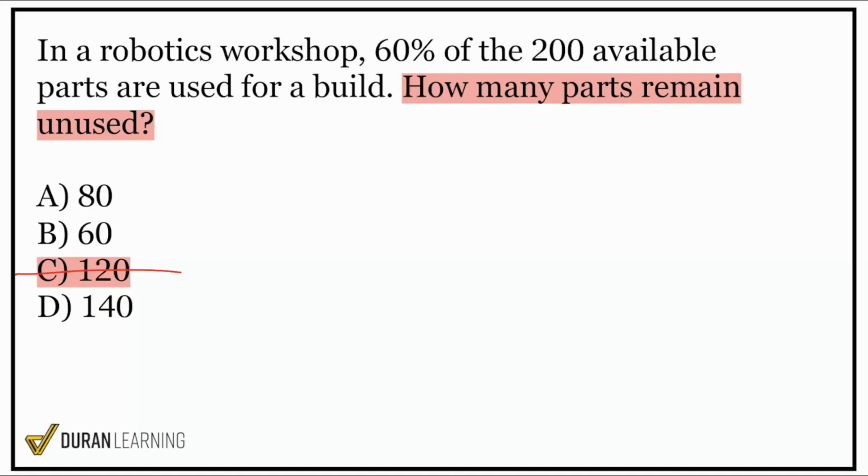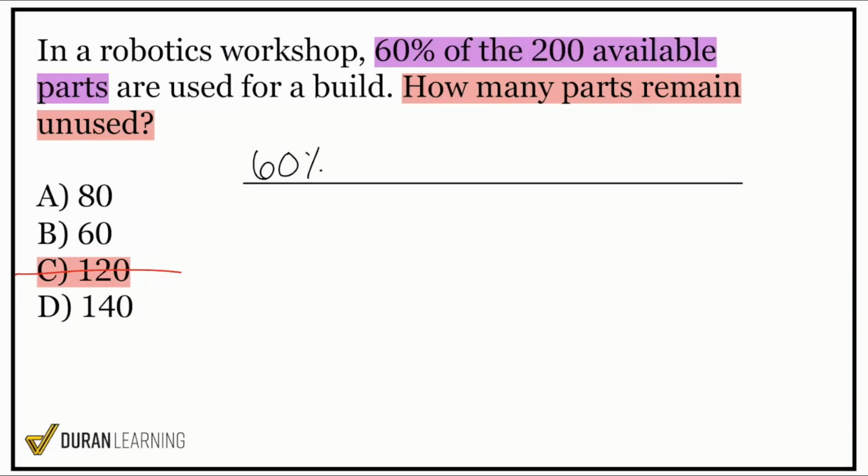So we want to know how many parts remain unused. So let's check out what we have here. It says, in a robotics workshop, 60% of the 200 available parts are used for a build. Let me write that down nice and clearly. So it says 60% of the 200 available parts.